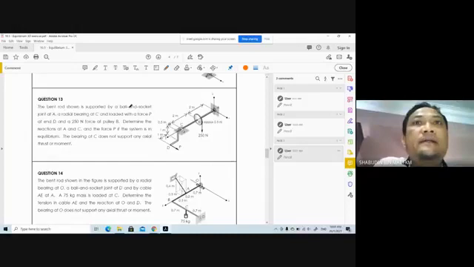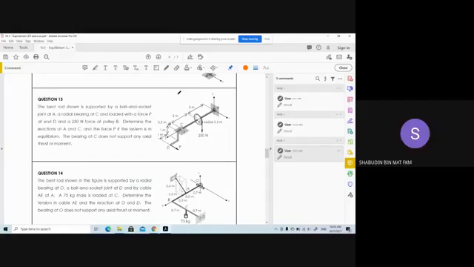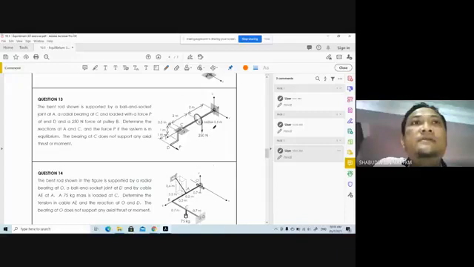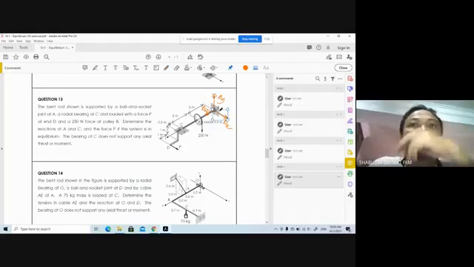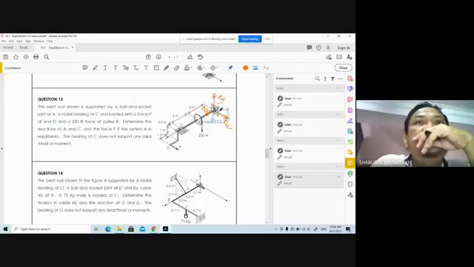Shown in the figure is a ball and socket at point A. So it may have Ax there, Ay and Az. Okay, a radial at C. So nothing tricky at all.